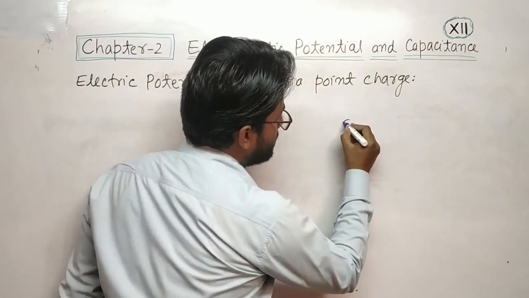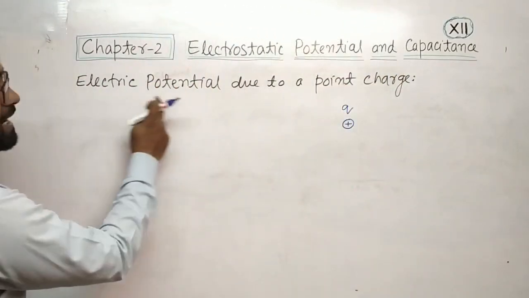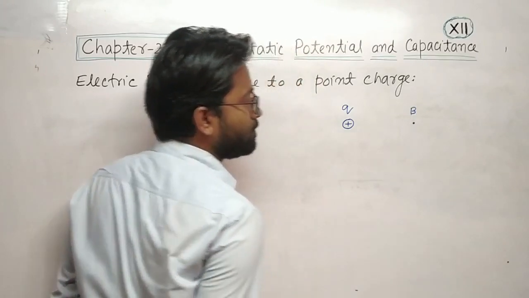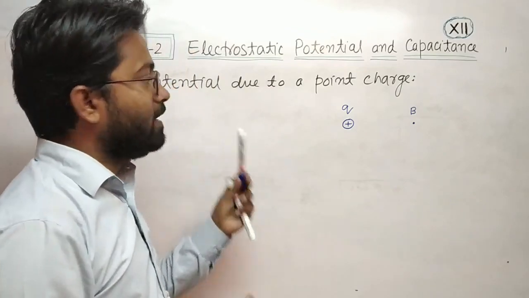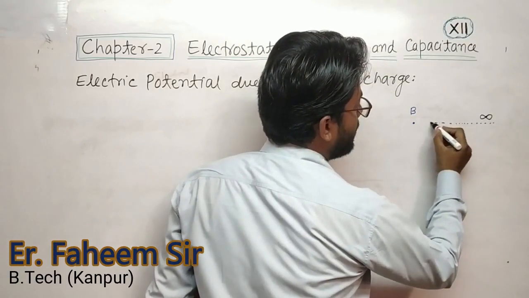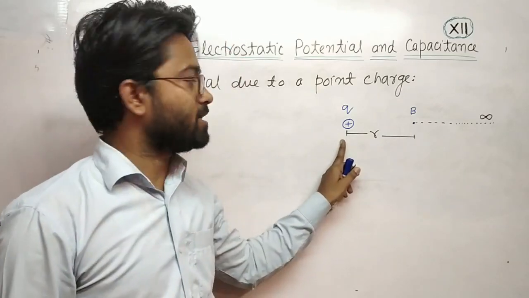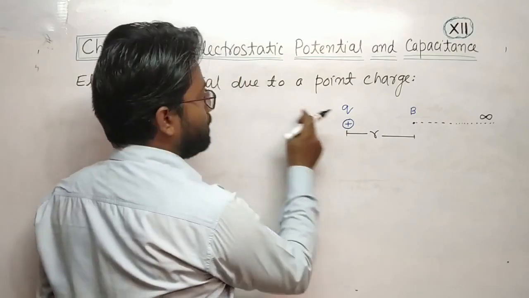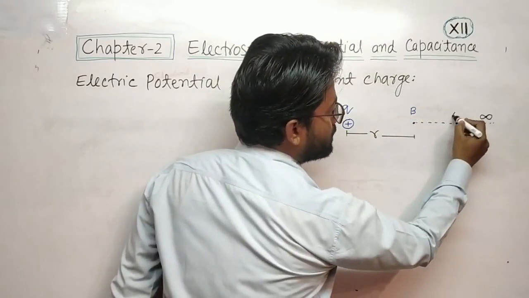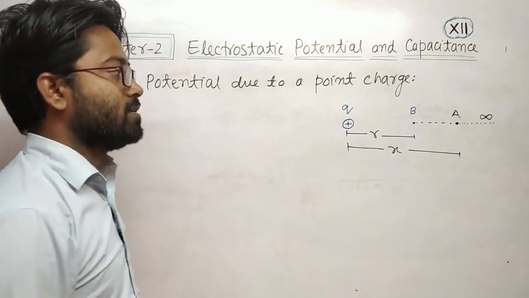Let us suppose this is a charge Q, and we need to calculate the electric potential due to this charge at this point. Let us suppose that point is point B, and if we take a unit charge that is coming from infinity to a particular point at a distance r from the stationary charge, due to which we need to calculate the potential. Let us suppose the charge is coming from infinity to B, and at any general point A, the distance from the stationary charge is x.